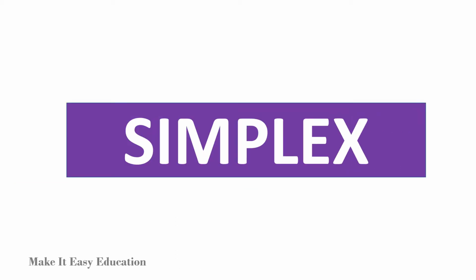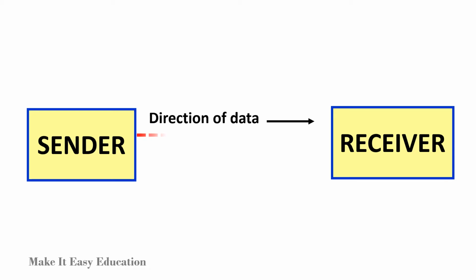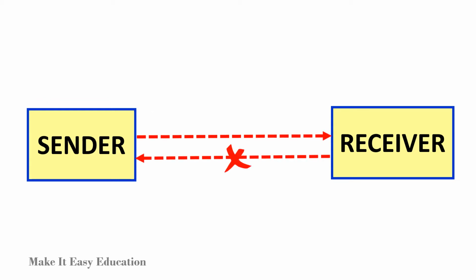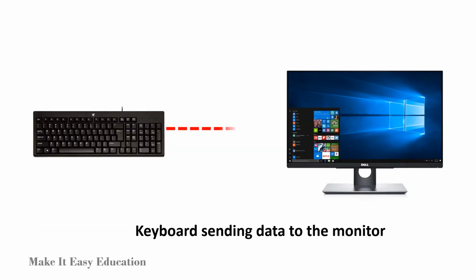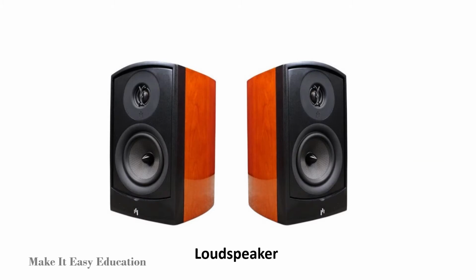Simplex. In this type of transmission mode, data can be sent only in one direction, that is, communication is unidirectional. We cannot send a message back to the sender. Examples of simplex mode are television broadcasting, keyboard sending data to the monitor, and music, or any sound coming from the loudspeakers.